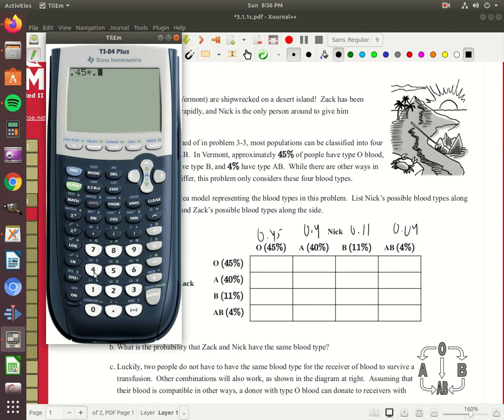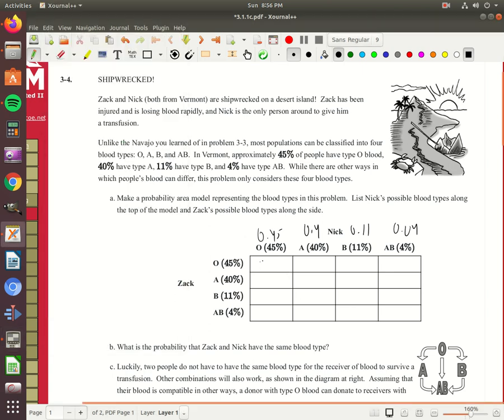So 0.45 times 0.45 is 20.25%. And just for clarity's sake, I'm just going to write the percents. I'm going to ignore the decimals, so hopefully you're fine with that. Now I want you to see something here. We're going to end up getting a pattern that goes diagonally because we end up multiplying the same numbers over and over. So it should help us reuse some of these numbers. I'll show you what I mean real quickly.